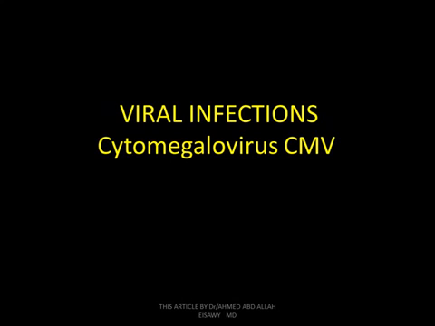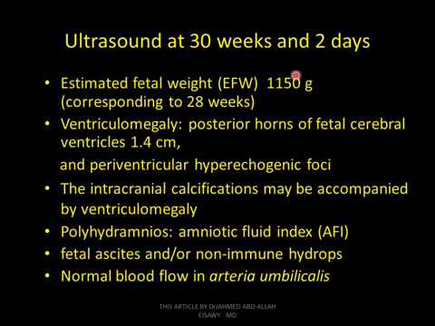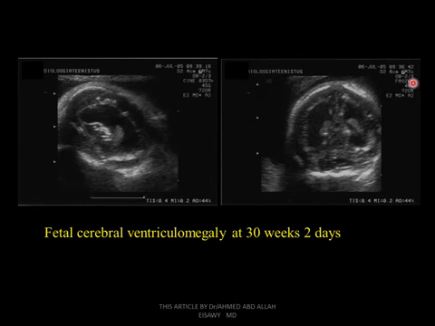Viral infection, first we talk about viruses. Ultrasound at 13 weeks and 2 days. Estimated fetal weight. Ventriculomegaly, posterior horn of the fetal cerebral ventricle 1.4. Periventricular hyperechogenic foci. Intracranial calcification may be accompanied by ventriculomegaly, polyhydramnios and amniotic fluid index, fetal ascites and non-immune hydrops, with normal blood flow in the umbilical arteries. This is the presentation of a case of cytomegalovirus infection at 13 weeks. Fetal cerebral ventriculomegaly at 13 weeks and 2 days.